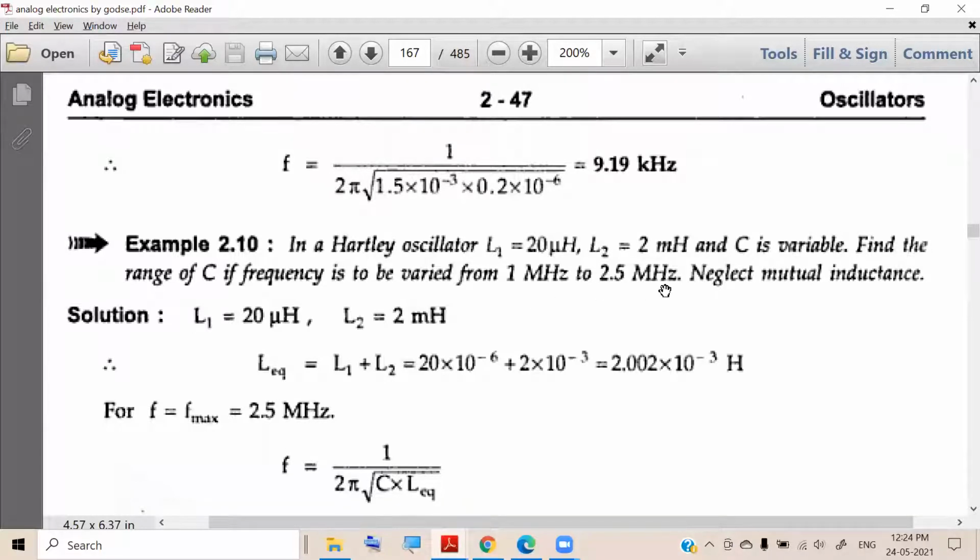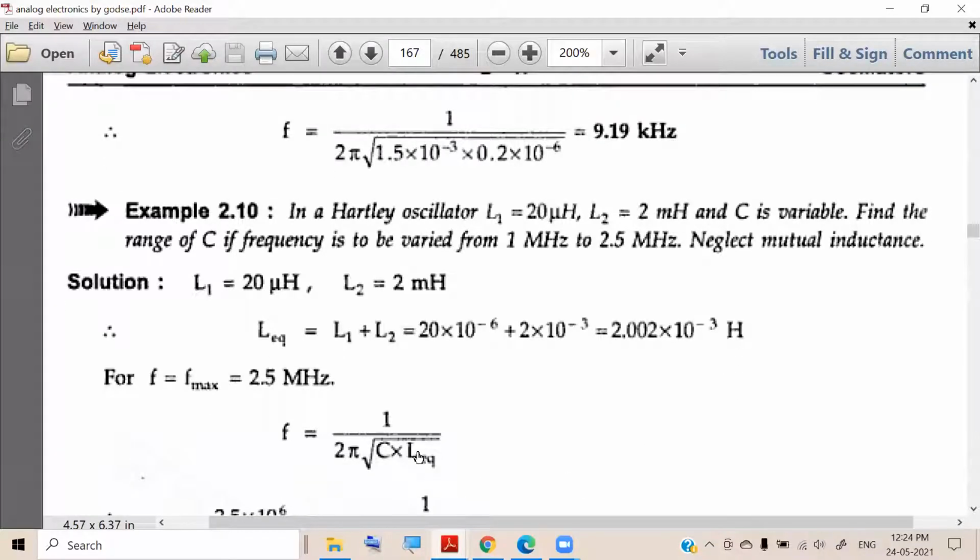So how to go about this? The formula is 1 by 2 pi root C into L equivalent for a Hartley oscillator. L equivalent is actually L1 plus L2 plus 2M, but here, for mutual inductance, they said in the question to neglect mutual inductance. So M we will take as 0. So simply L equivalent is L1 plus L2. L1 plus L2 we got 2.02 into 10 power minus 3 Henry.